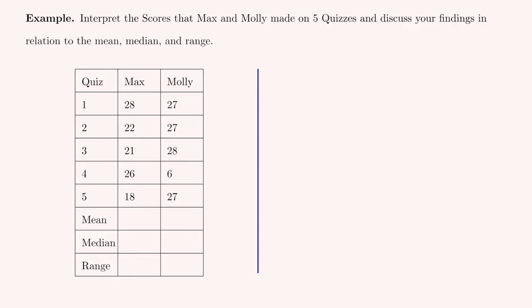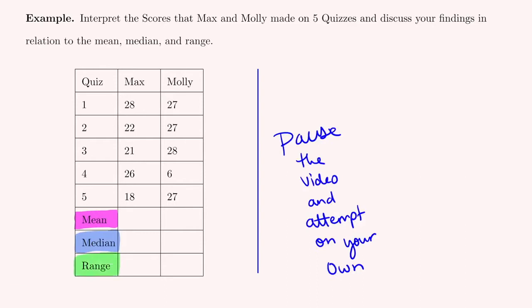In the next example, we have a collection of quiz scores that Max and Molly scored. We can see Max's scores in the second column. Molly's scores are recorded in the third column. In this problem, we are asked to find the mean, median, and range. I encourage you to take the time now to pause the video and attempt this problem on your own. Calculate the mean, median, and range for both data sets, and then try to think about what those answers mean in terms of how we can relate the different data sets as we did in our last example. So pause the video now, unpause to check your work.